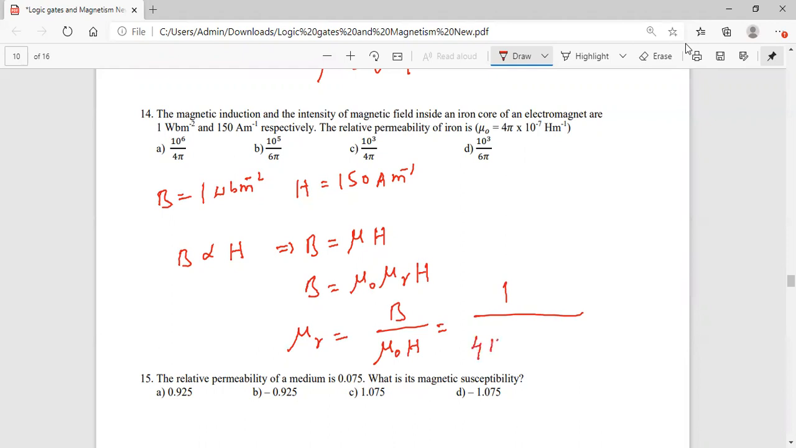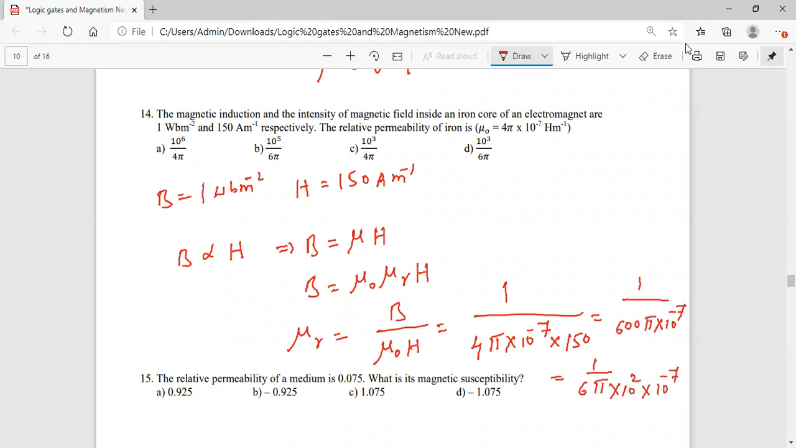Mu naught is 4 pi into 10 to the power of minus 7, into H. H is equal to 150. That is 1 divided by 15 fours are 60, 600 pi into 10 to the power of minus 7. This is equal to 1 by 6 pi into 10 to the power of 2 into 10 to the power of minus 7.